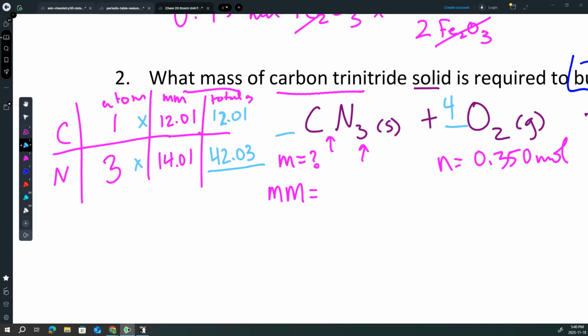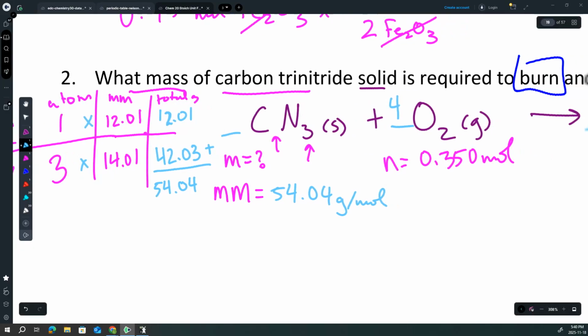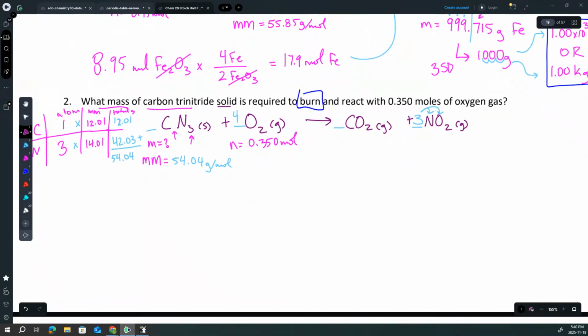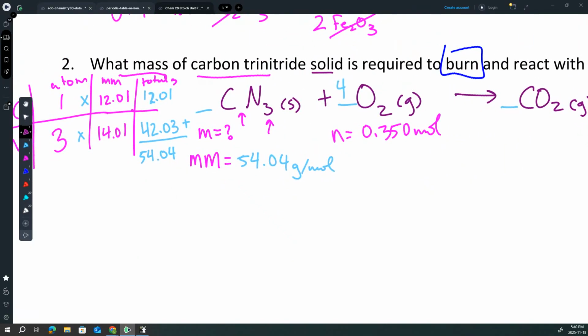Okay, and what we're doing with the totals column is we're adding everything up. So 42.03 plus 12.01, that's going to give us 54.04, and that's grams per mole. Okay, so I will write that over here. All right, so that was a quick refresher of how to calculate molar mass for a compound. So let's get started on solving this now that we have all our background information.